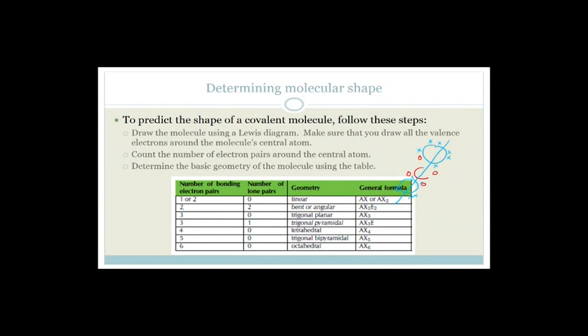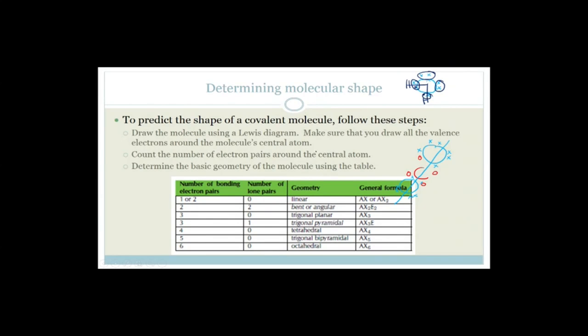So if there are two bonding pairs and the number of lone pairs is two as well, then it's bent or angular. Okay, so an example of this would be water. If you've got water, you've got oxygen, 1, 2, 3, 4, 5, 6, okay? And then you've got hydrogen sitting over here. Do you agree it's got two bonding pairs, these two, and two lone pairs, these two, and it ends up being angular or bent.